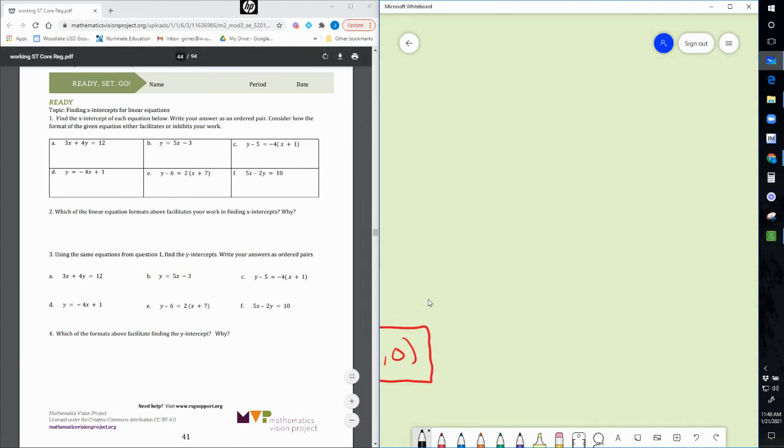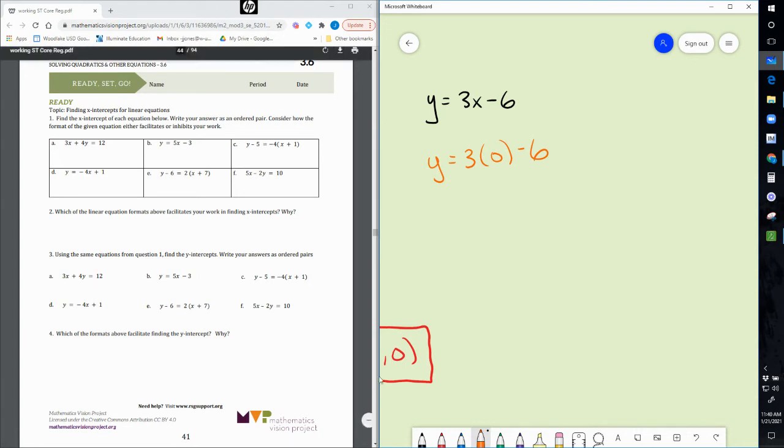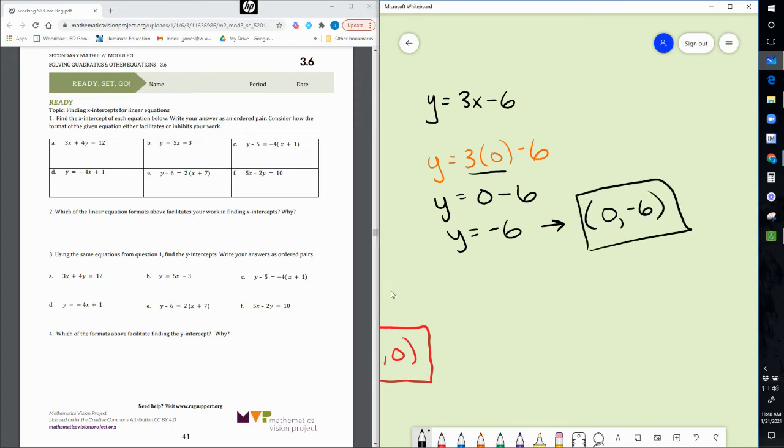So we're going to use the exact same equation, y equals 3x minus 6. And to find the y-intercept now, if you're at a y-intercept, all the x values are 0, right? So I'm going to solve for y whenever x is 0. In other words, just plug in 0 for all the x's, and now you just solve. Y equals 3 times 0 is 0. 0 minus 6 equals negative 6. So now our ordered pair is whenever x equals 0, y equals negative 6. And that's my final answer for the y-intercept.